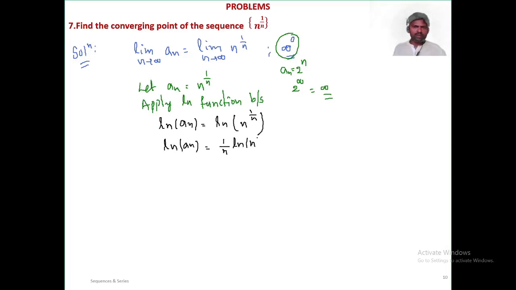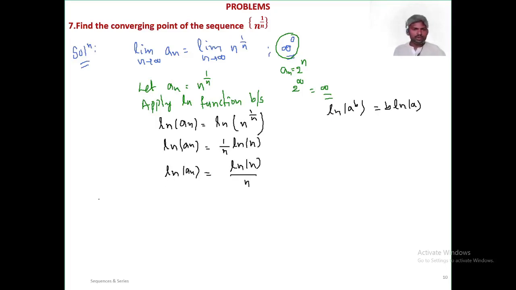Look at the properties of the natural logarithmic function. ln of a power b becomes b into ln a, right? By using this formula, this 1 upon n will come down. So 1 upon n into ln n. Now this is ln n by n. It's like the previous problem only. Now this is ln a n. Now you apply limit n tends to infinity on both sides.